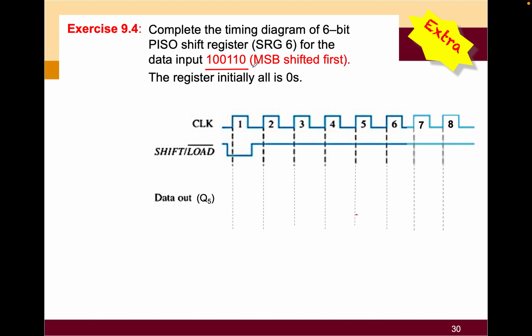Okay, when you have this MSB shifted first, at the positive clock your load is 0, which means your shift is also 0, so you're going to feed in everything into your SR, which is shift register 6, SRG 6. So here you feed in 1 0 0 1 1 0. Okay, this is coming in first, right? So now you're going to check, after that you're going to go and meet another positive clock here.